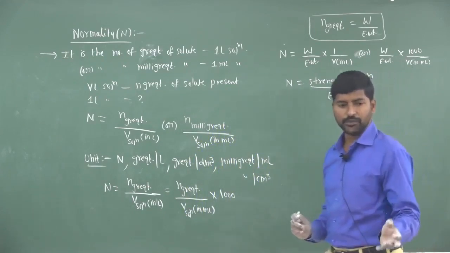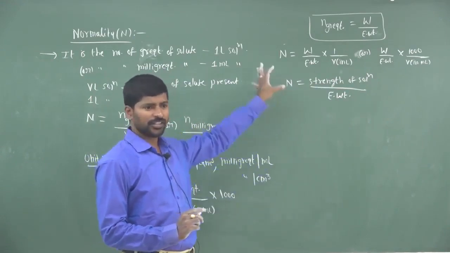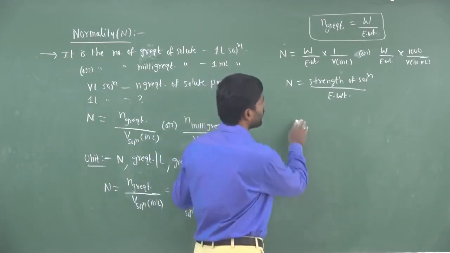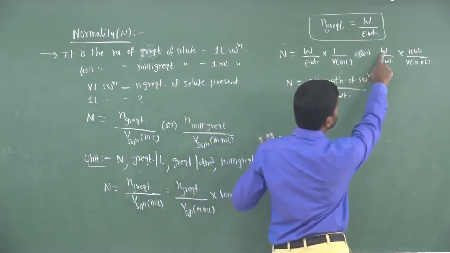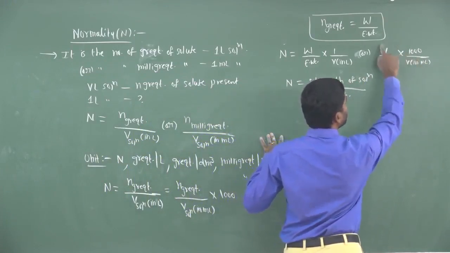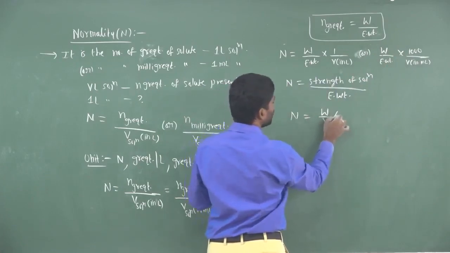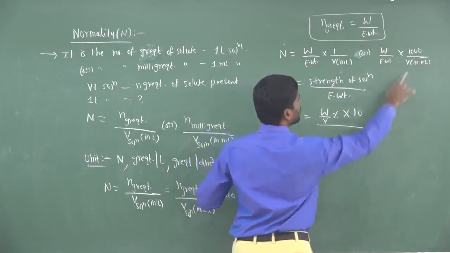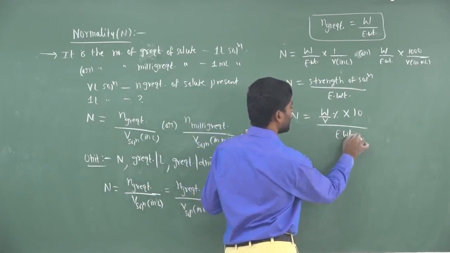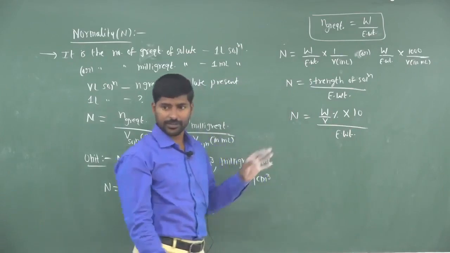Next, similarly, you convert into weight by volume percentage and weight by weight percentage. After that, the dilution principle is all the same, similar to molarity. Now convert into weight by volume percentage: weight of solute by volume of solution in ml into 100 is weight by volume percentage. So normality is equal to weight by volume percentage into 10 by equivalent weight, since 1000 is written as 100 into 10. In the case of molarity we get molecular weight; in the case of normality we get equivalent weight. See the difference.